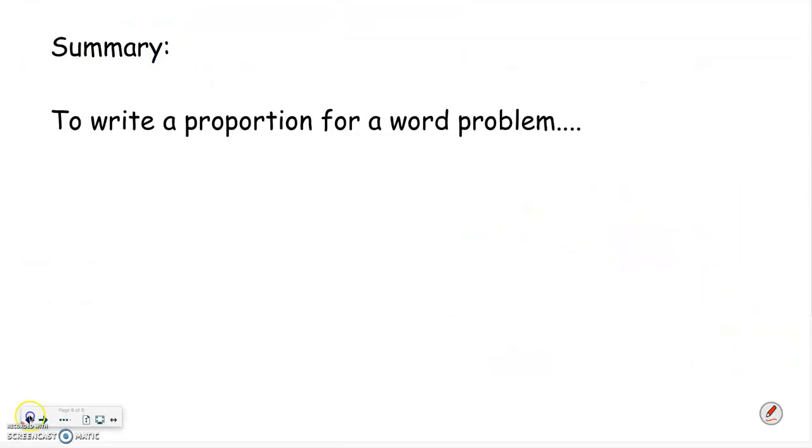Now, that was our last example. So you should be able to write a summary explaining how you write a proportion for a word problem.